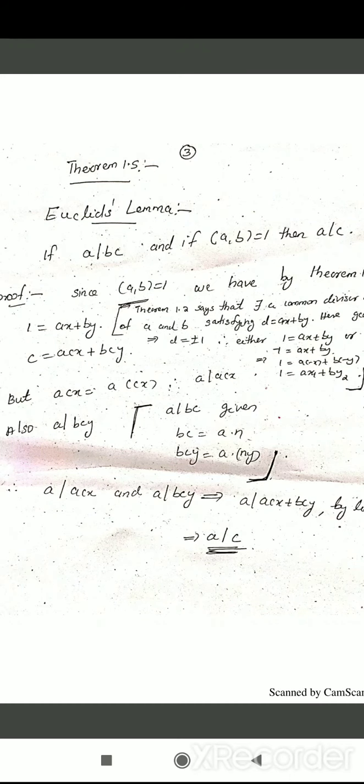So, multiplying with c, we get c = acx + bcy. But acx = a(cx), so a divides acx. Also, given that a divides bc, therefore a divides bcy. The reason is that bcy = a(ny). So a divides acx and a divides bcy. Therefore, by the linear property, a divides the sum acx + bcy. Hence a divides c. Hence, the lemma.